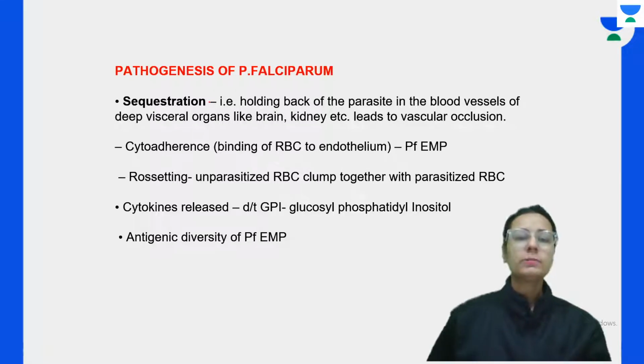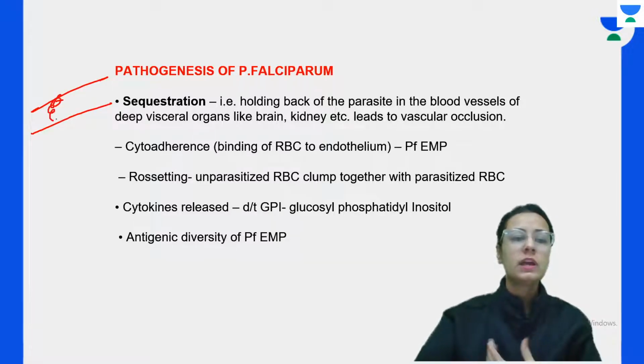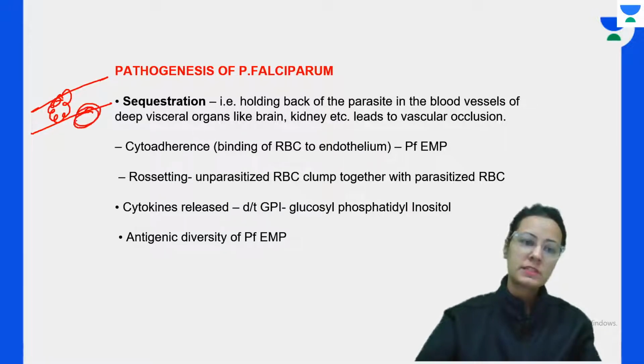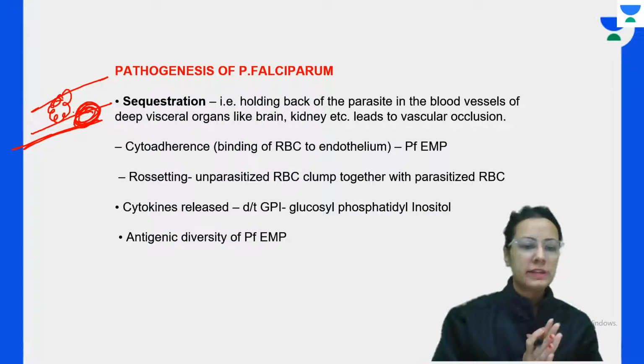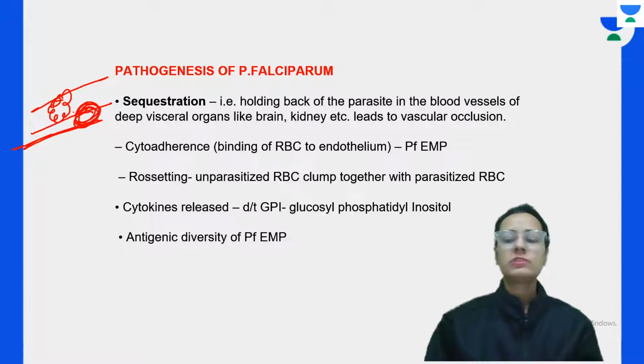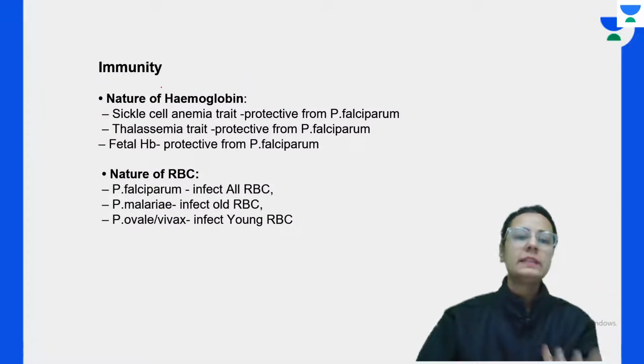Now talking about the pathogenesis: sequestration, that is the holding back of the parasite in the blood vessels. The parasitized blood cells actually block the blood vessels. Apart from this, there is also cytoadherence of the RBCs, that is, the RBCs are attached to the endothelium of the blood vessels, and there is rosetting. What is rosetting? The unparasitized RBCs clump together with the parasitized ones. This is how vascular occlusion takes place, and the clinical manifestations of malaria occur.